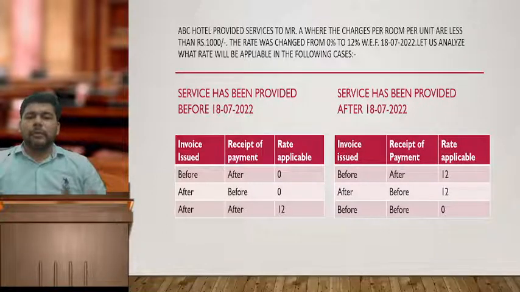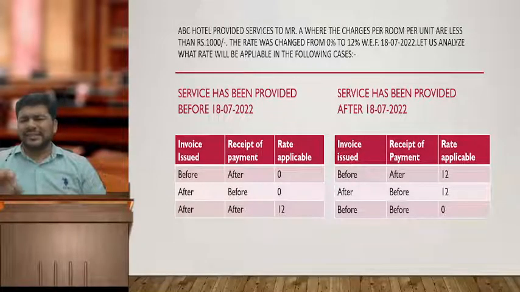If my stay was before 18th of July, my invoice was issued after 18th of July, but my payment was also received before 18th of July, again, the rate of tax applicable will be the existing old rate, that is 0%. If the invoice is issued after 18th of July, if the payment is also made after 18th of July, just my stay was before 18th of July, this is slightly hypothetical, practically may not be really too much into implication.